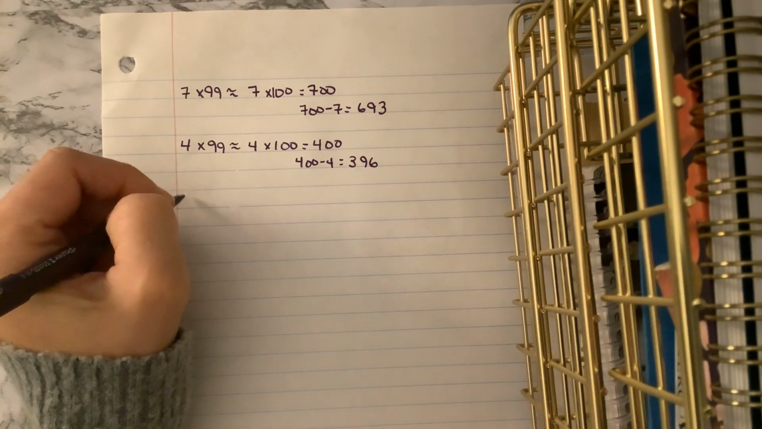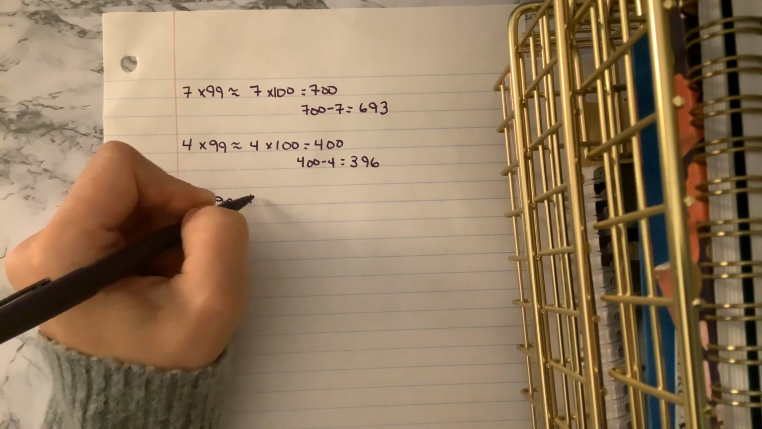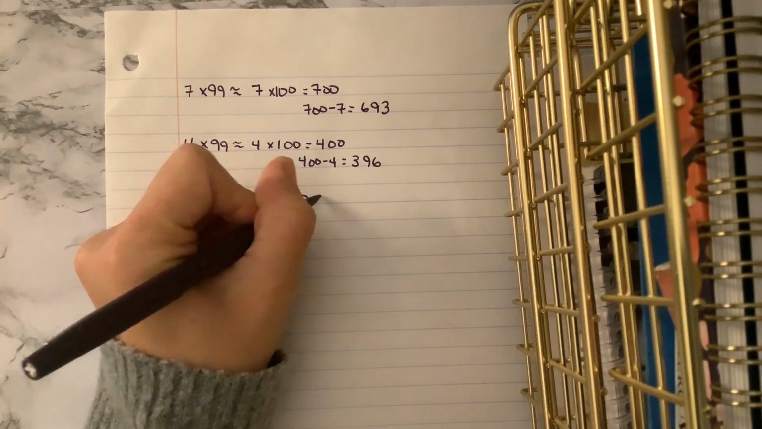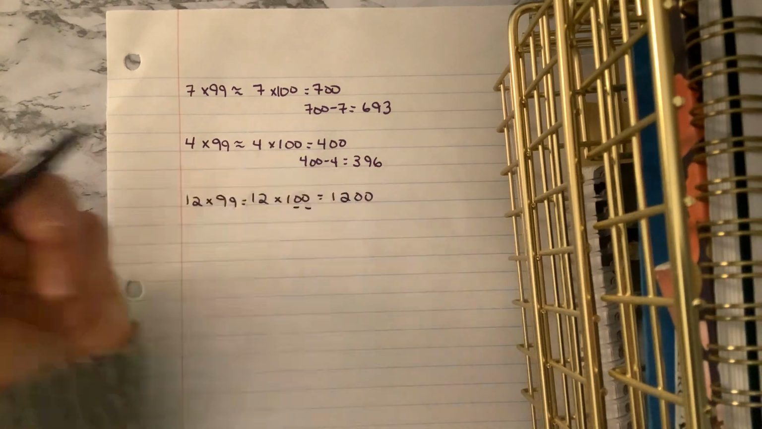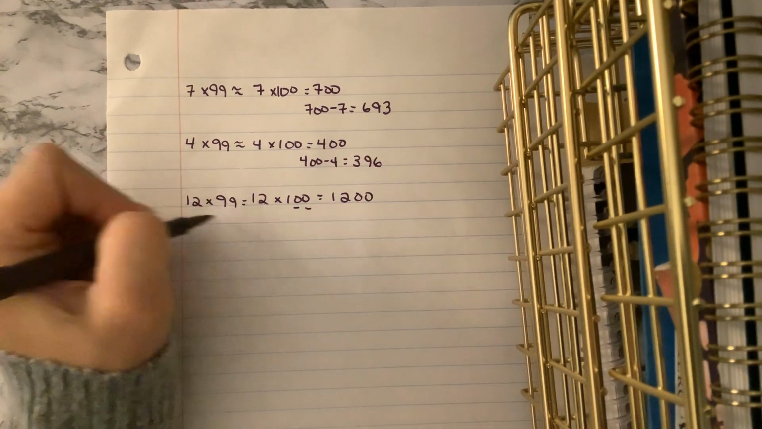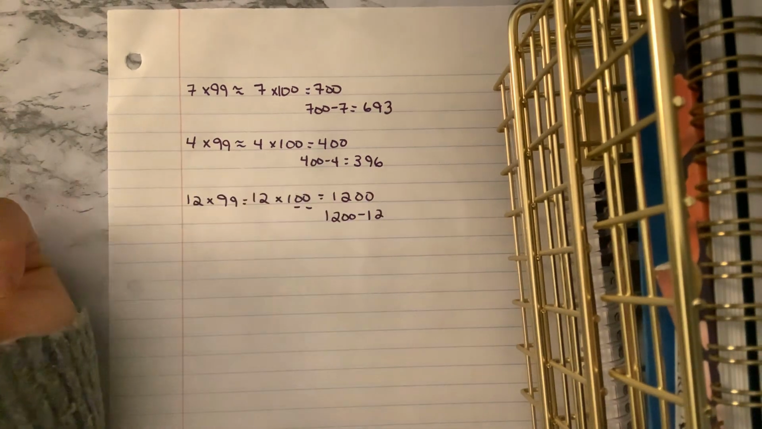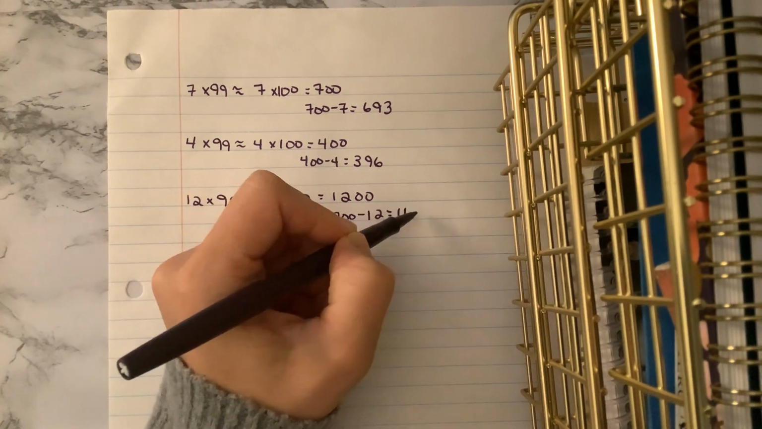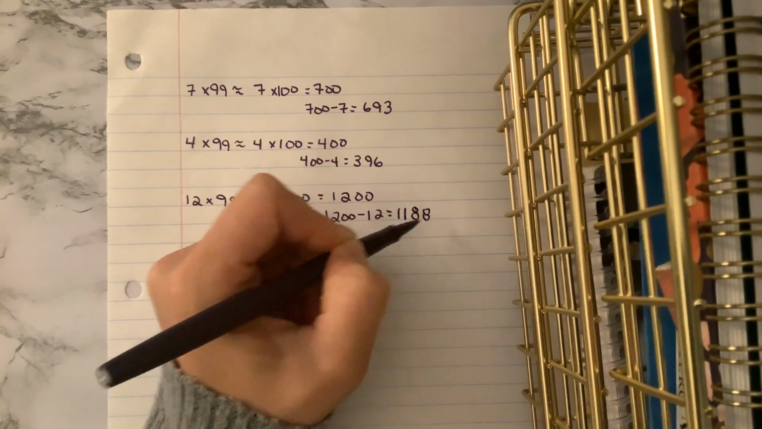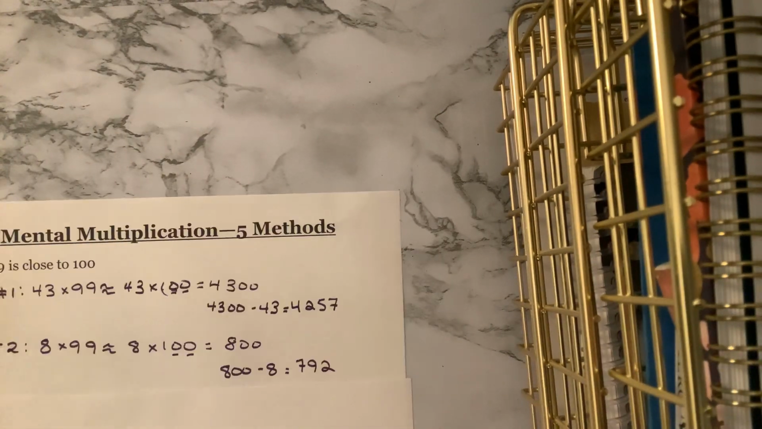Let's try 12 times 99. A little bit higher, but I think we can do it. So we do 12 times 100. Remember, when we multiply by 100, we are just adding 2 zeros. We were asked to find what 99 12s are, so this is one too many 12s. So we need to subtract 12, which should get us 1,188. So our first strategy, 5th graders, is this strategy. 99 is close to 100.